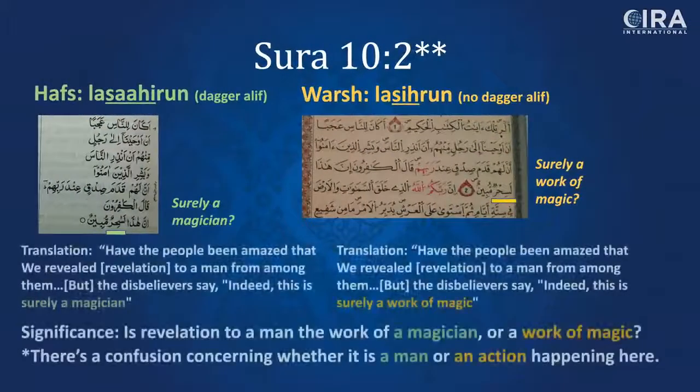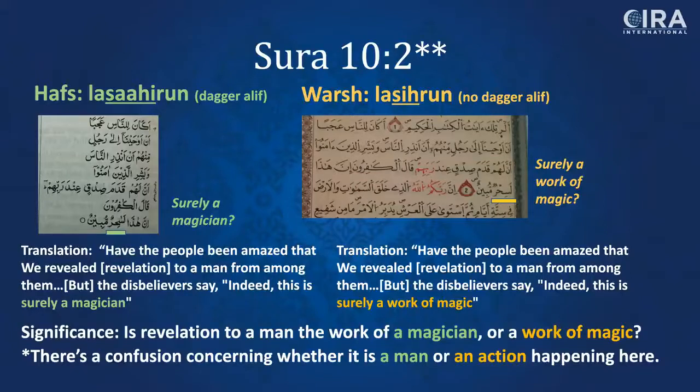Here you have Hafs, and back to Warsh again. Hafs on the left reads, لَسَاحِرٌ, with the dagger alif included. Exactly, and so we're talking about a singular person, a magician.